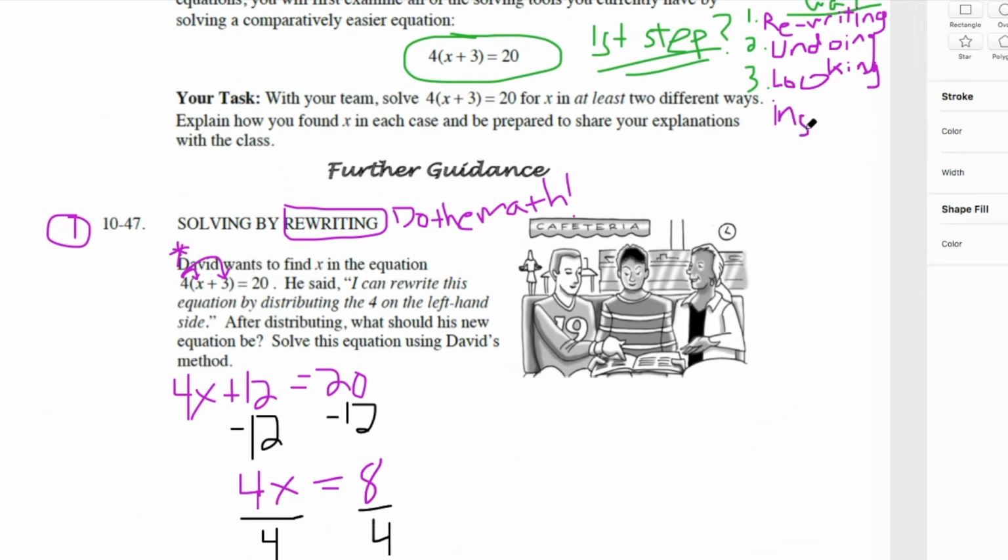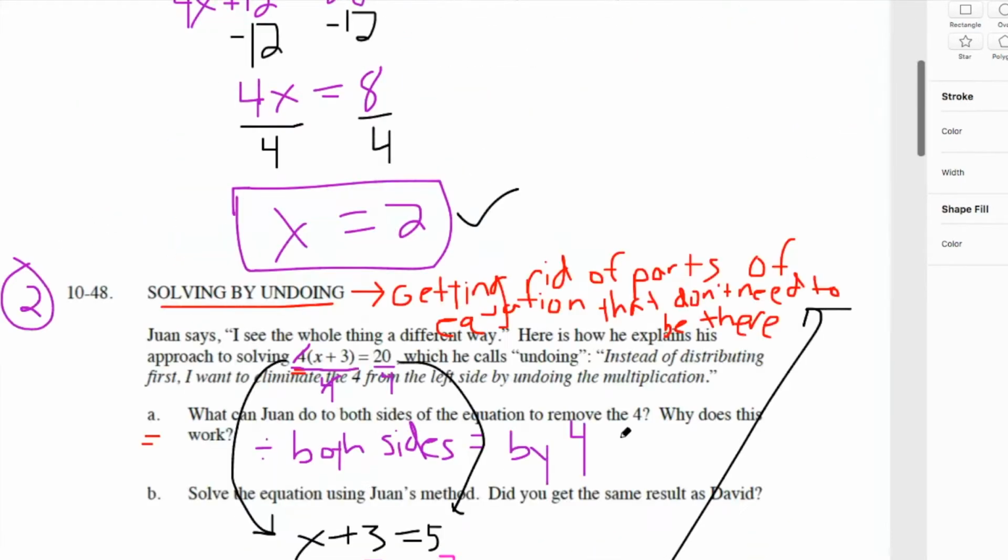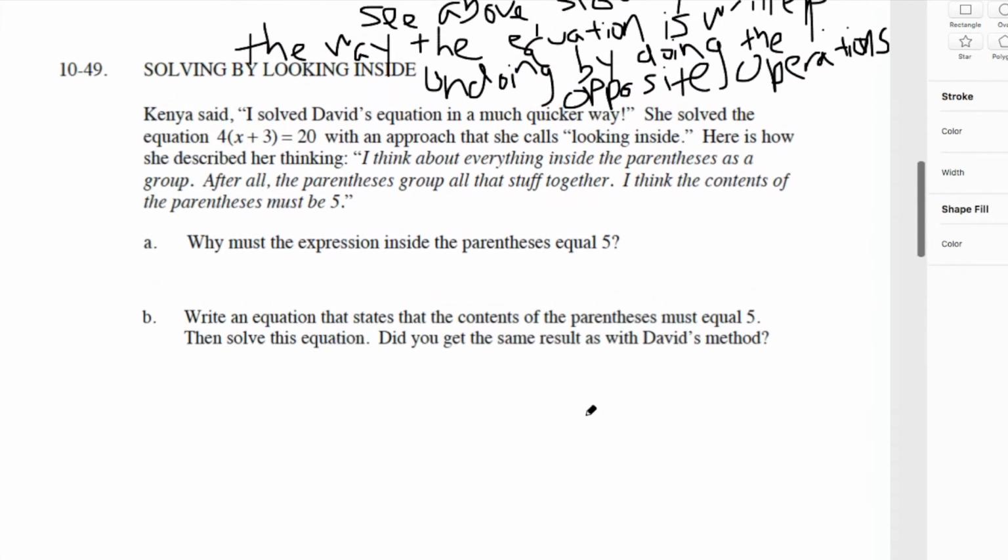And looking inside, every year people ask me, well, what is the deal with looking inside? Isn't this just kind of guessing and checking? And yeah, it kind of is, right? Looking inside is kind of doing it in your head a little bit here, because you could totally do something like this in your head.